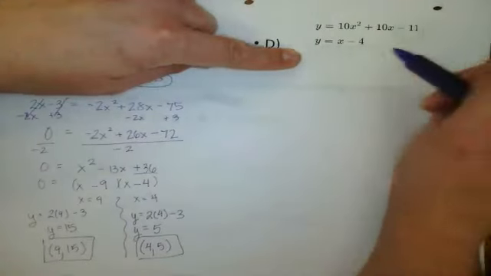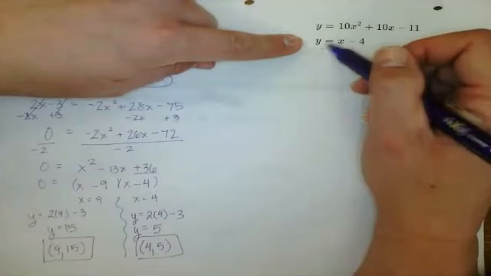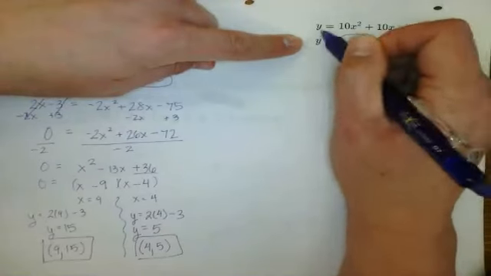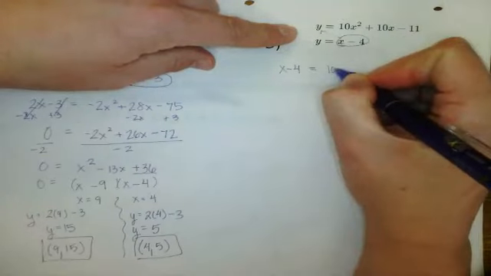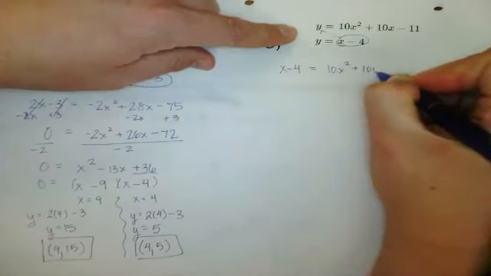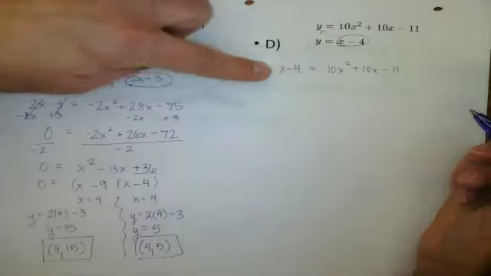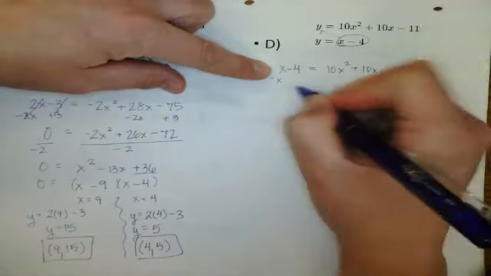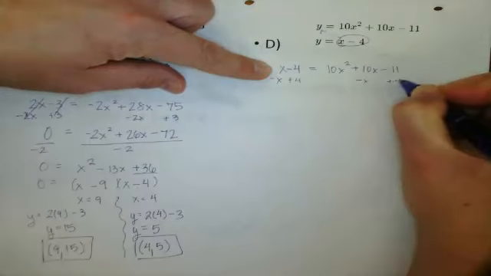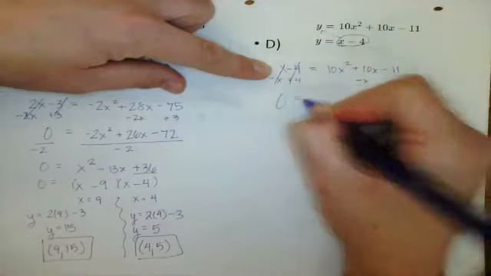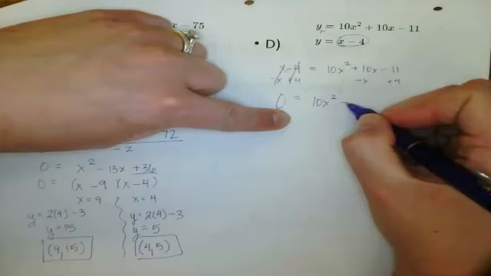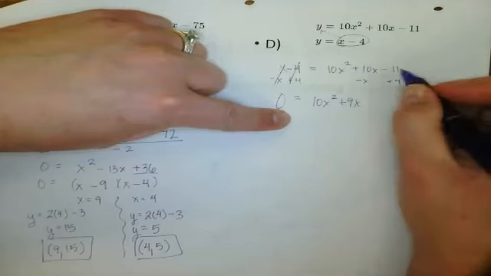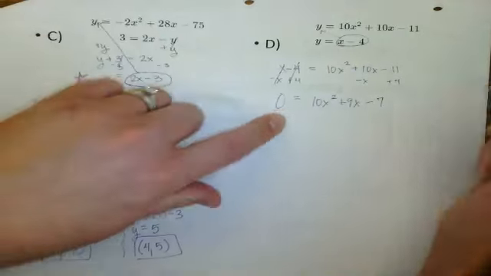All right, one more. These are already solved for y. Well, that's kind of handy. All right, let's see. X minus 4 is going to equal 10x squared plus 10x minus 11. Set equal to 0. So subtract an x. Add a 4. So we get 0 equals 10x squared, 10 minus 1 is 9x, negative 11 plus 4 is negative 7. Oh, Lord.